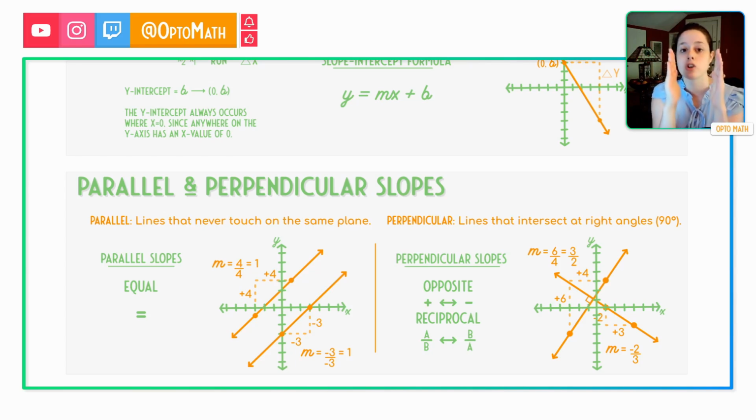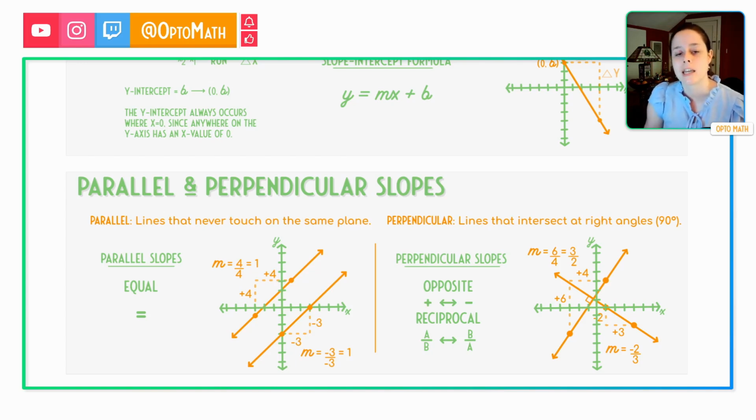And if you're parallel, you're never going to touch. So you have to be slanted the same amount if you're not going to touch. Otherwise, if you're slanted a different amount, you're going to eventually intersect. Parallel lines have to have the same tilt, so they have to have the same slope because tilt of a line is a slope. So parallel lines always have equal slopes.